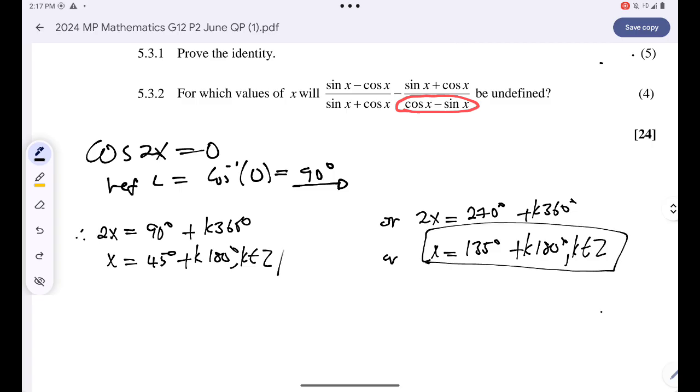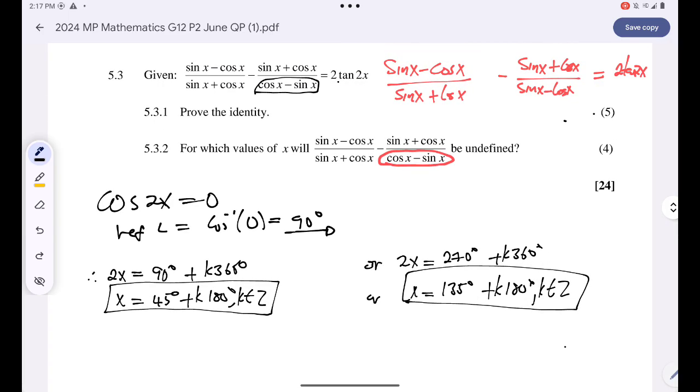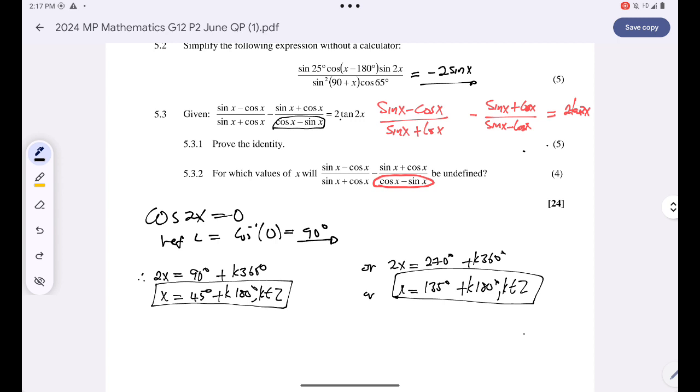These general solutions, guys, will give us the x values that will make this identity of ours undefined. That's how we're supposed to deal with this question.